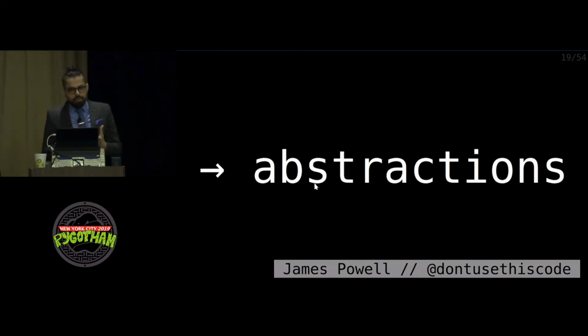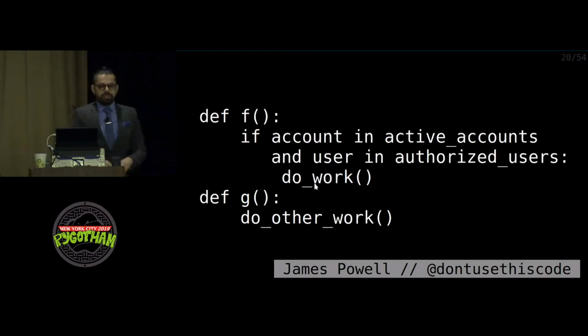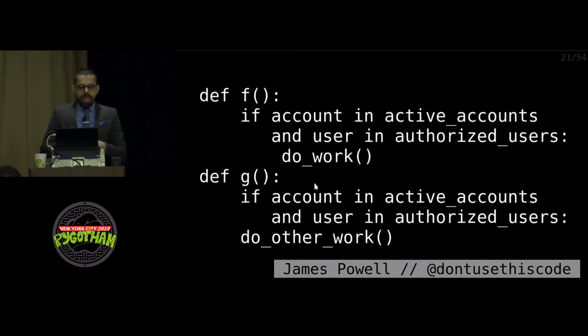And so let's talk a little bit about what an update anomaly is. If you have perhaps two functions, and those functions both have to operate in some fashion in some context where they need some authorization or authentication, you might have a little bit of code that looks like this. If this is an active account and if this user is an authorized user, then you do some work. And you have another function G that has to do some other work. And so in adding this authorization authentication behavior to G, you might find that you have a duplication here.